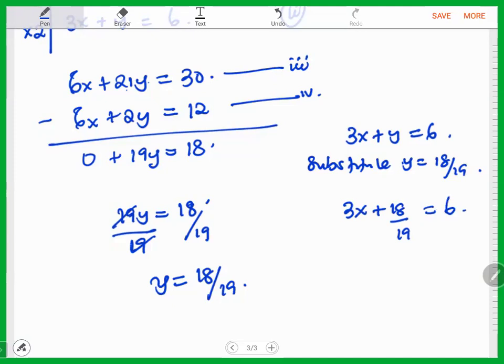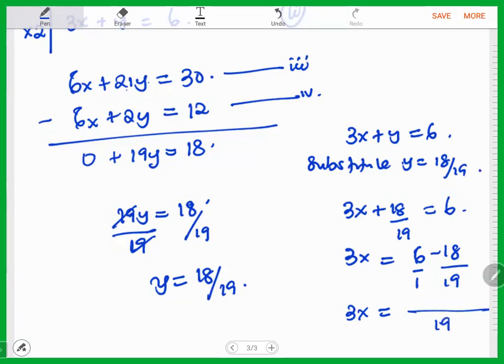So can we solve for x? In that case, we have 3x equal to 6 minus 18 over 19. This 6 is over 1. So that simply means the denominator is 19. The LCM in this case is 19. That is the lowest common multiple. Therefore, I'll have 19 divided by 1, which is 19.